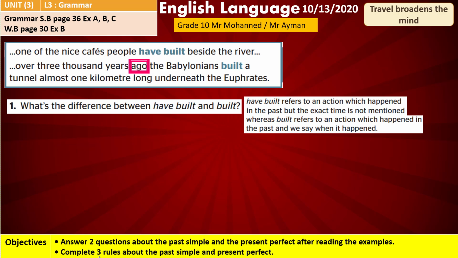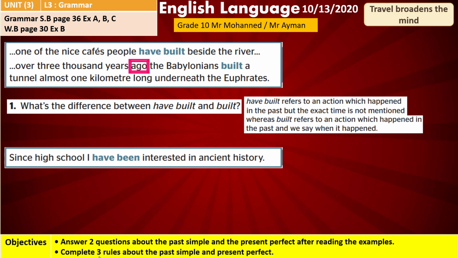Whereas, built refers to an action which happened in the past, and we say when it happened. Yes, 3,000 years ago, the Babylonians built. Let's see the other question.